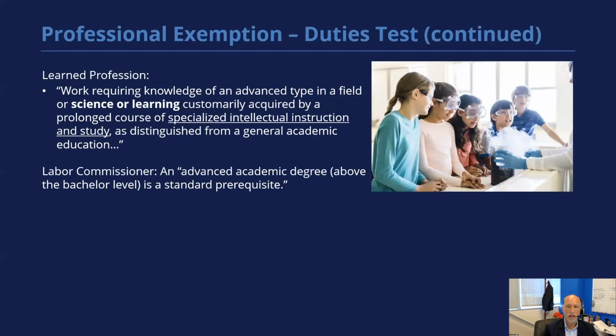Work requiring knowledge of an advanced type in a field or science or learning, customarily acquired by a prolonged course of specialized intellectual instruction and study, as distinguished from a general academic education. That is how we look at what a learned professional is. Labor Commissioner has noted that an advanced academic degree above the bachelor level is a standard prerequisite.